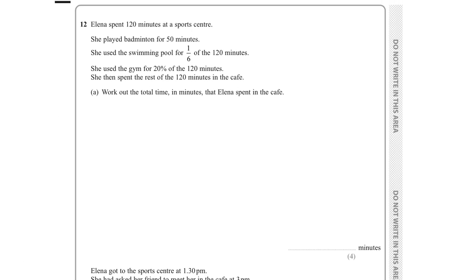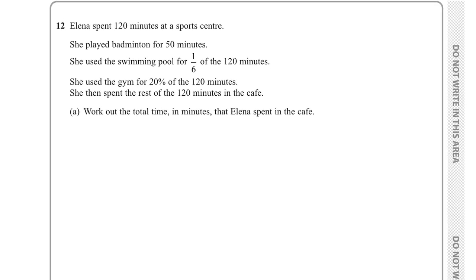Right, let's try and get another one done. Elena spent 120 minutes at a sports centre. She played badminton for 50. Okay, she used a swimming pool for a sixth of the 120 minutes. Now, I can tell you how many minutes that is straight away. A sixth of 120 is 120 divided by 6, which is going to be 20, because 12 divided by 6 is 2, so 120 divided by 6 is 20. So, 20 minutes. That's actually more useful than all the waffle they've used here.